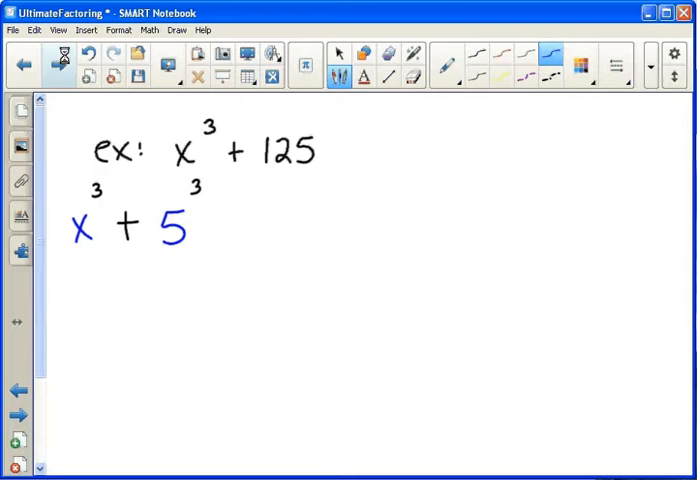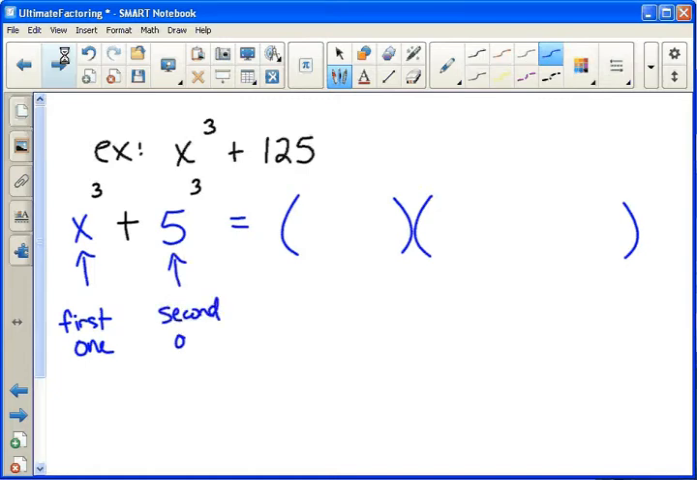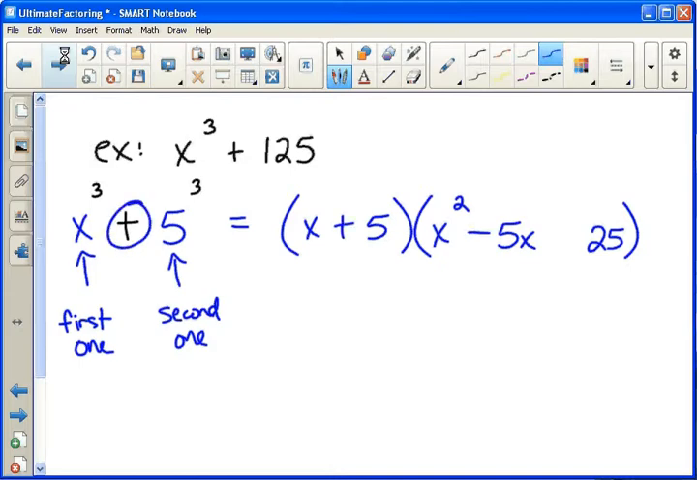And we know this will always be binomial times trinomial, in other words, 2 terms times 3 terms. So we will call x the first one and 5 the second one. First one, second one, first one squared, first one times the second one, second one squared. 5 squared is 25. The first sign is the same, the second one is not. The last one's always positive, so that's what you've got.